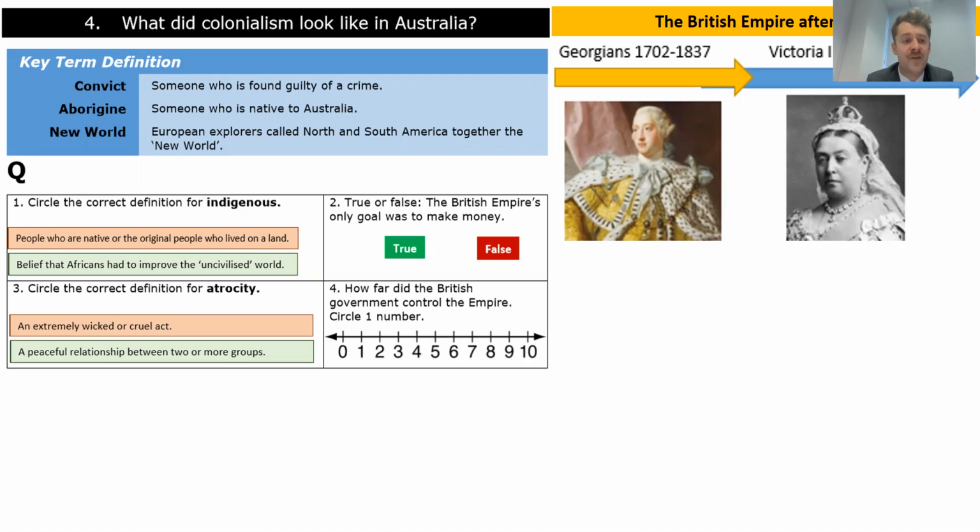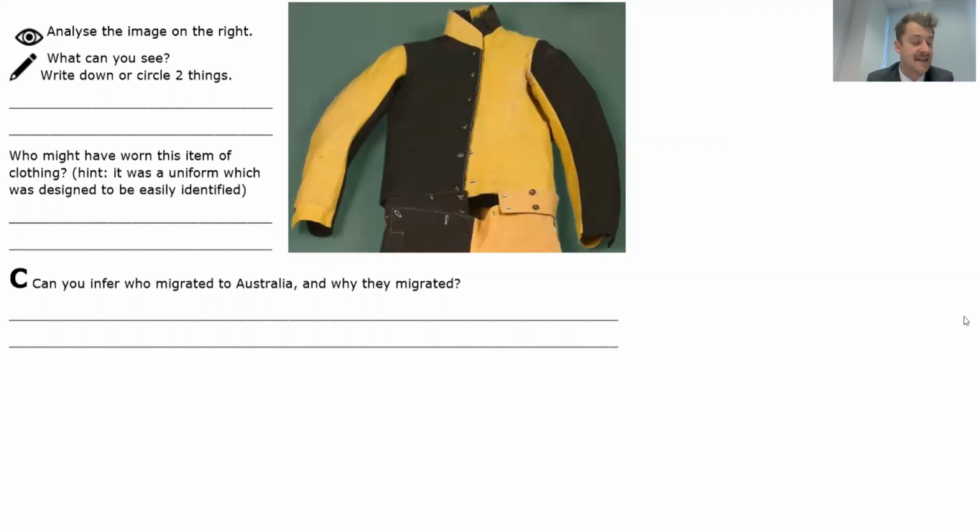Okay, so this lesson, we're now focusing on Australia, okay, and colonialism there. So if you turn to the next, look below on your work booklet, you'll see we have the next task. And I want you to analyze the image to the right, that yellow and black clothing. I want you to write down 2 things you can see or circle them. And I want you to have a go at answering who might have worn that clothing. And also, if you find that too easy, have a go at what can you infer about who migrated to Australia and why might they have migrated.